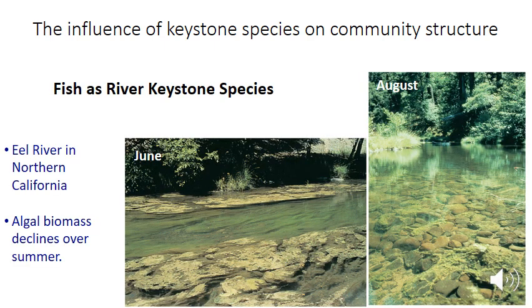So another good example of the activity of a keystone species comes from Eel River in northern California. This river is characterized by a cycling of algal populations. There tend to be dense mats of algae on the riverbed in the wet season, which is the winter. And this algae then dies back over the summer. So you can see the picture from August shows very little algae on the bed of the river.